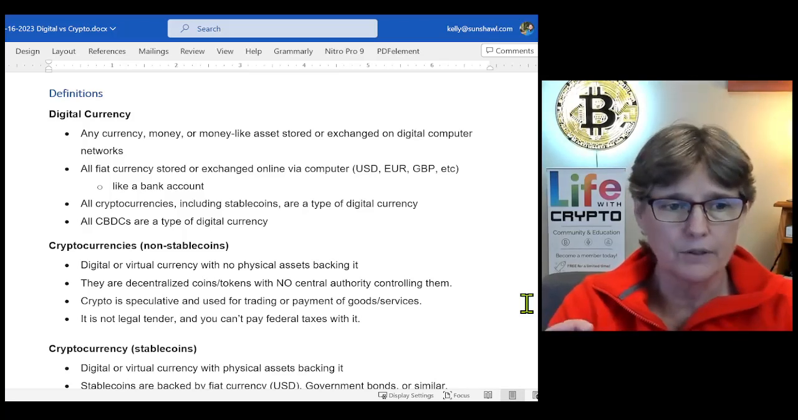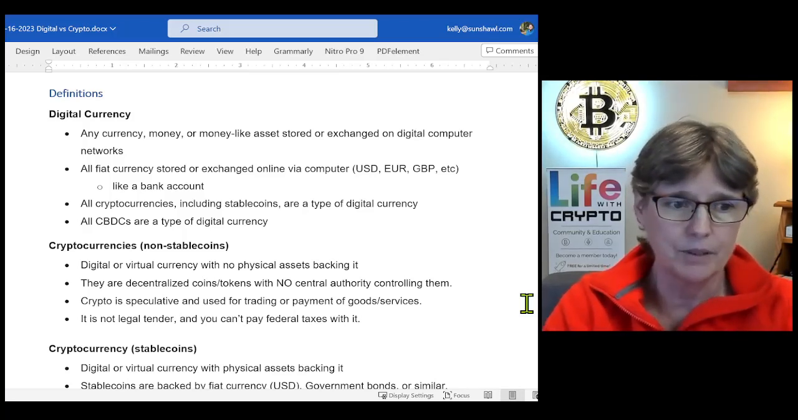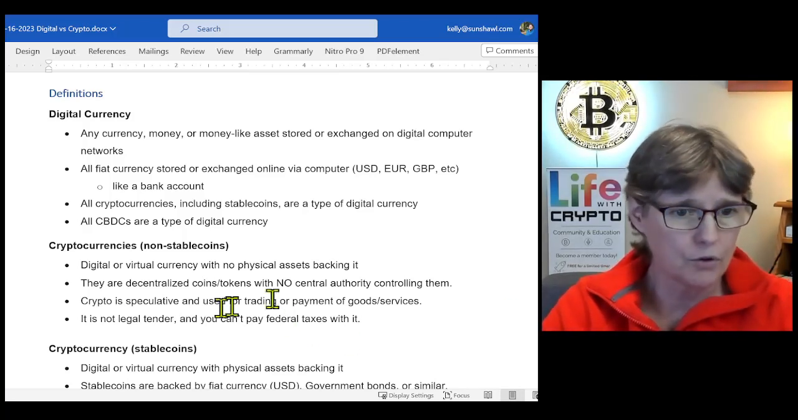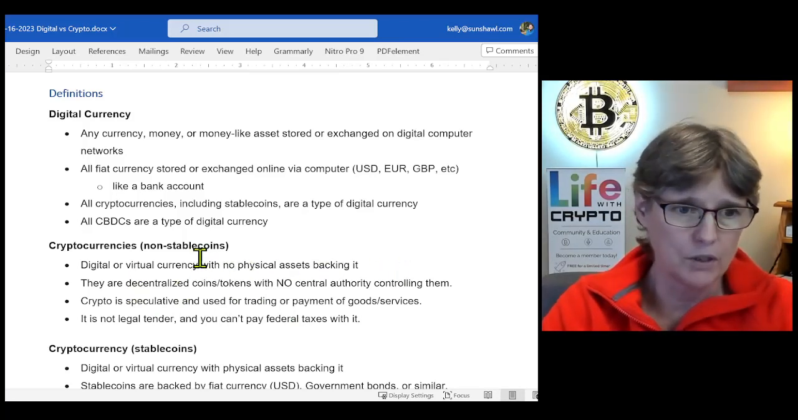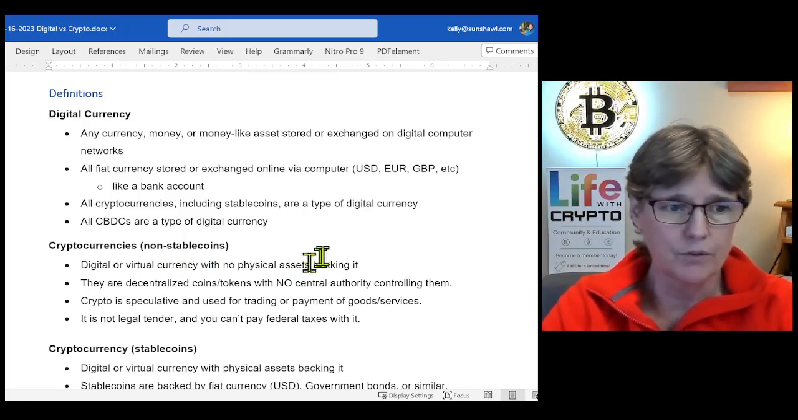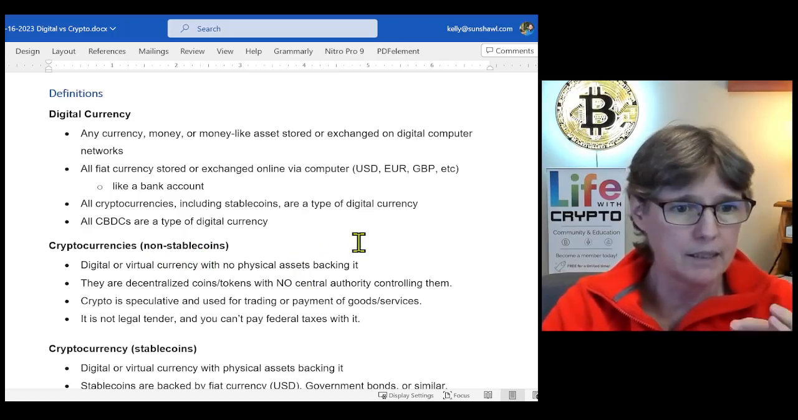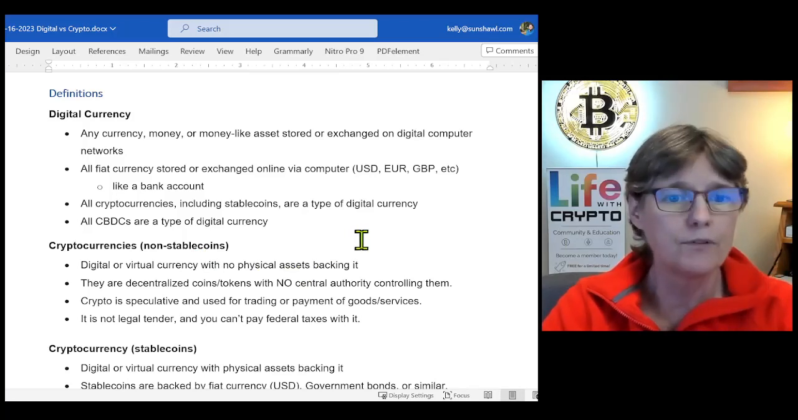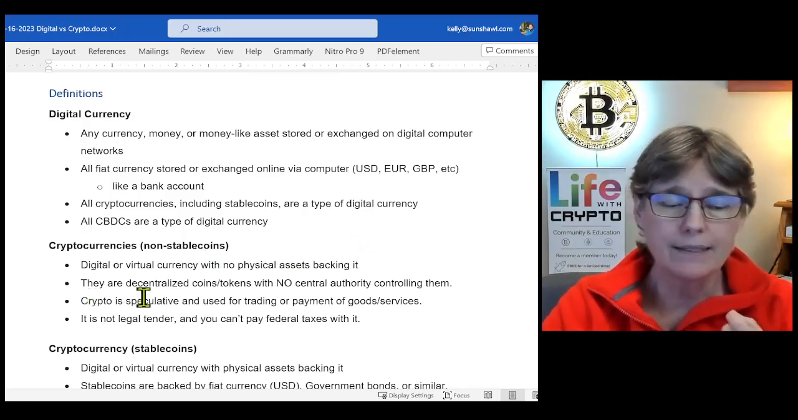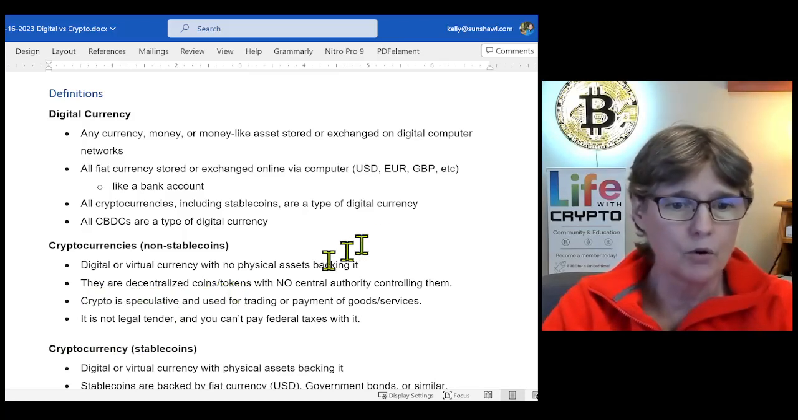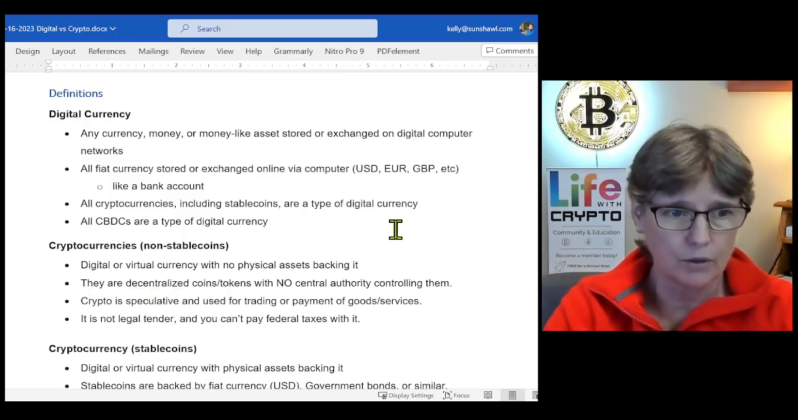So cryptocurrencies, the non-stable coin types, are digital or virtual currencies with no physical assets backing them. Now, the IRS is generally the one who calls cryptocurrencies virtual currencies. Most of us just call it a cryptocurrency, but it is a digital currency and it has no physical assets backing it for the most part. They are decentralized coins or tokens with no central authority controlling them.